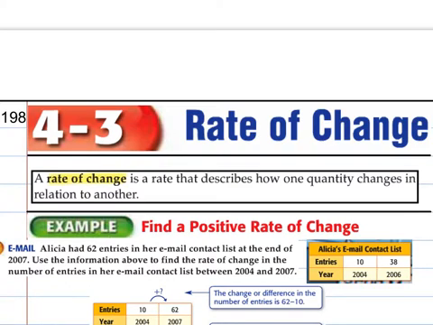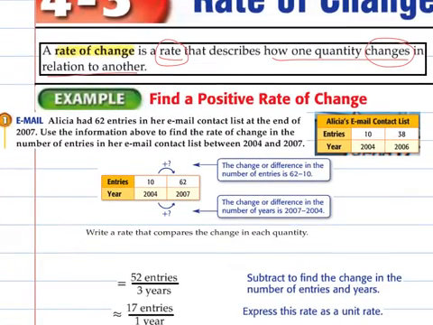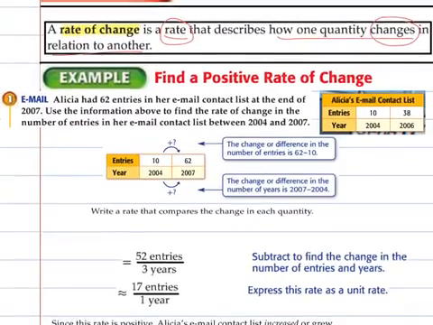So a rate of change is a rate that describes how one quantity changes in relation to another. So we're looking at a change of rates, okay, rate of change. So we'll look at some positive rates of change and then we'll look at some negative rates of change.